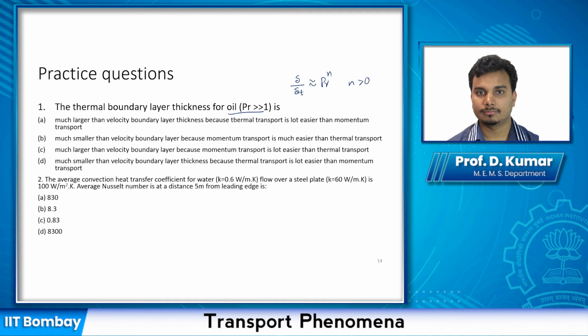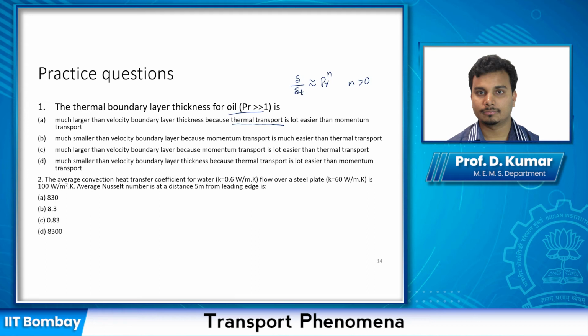The second part is: what is the reason for the same? Is it so because thermal transport is easier than momentum transport, or momentum transport is easier, or we can say faster, than thermal transport, and so on. Based on the discussion that we just had, you can do this problem. The second one is again a very simple problem.